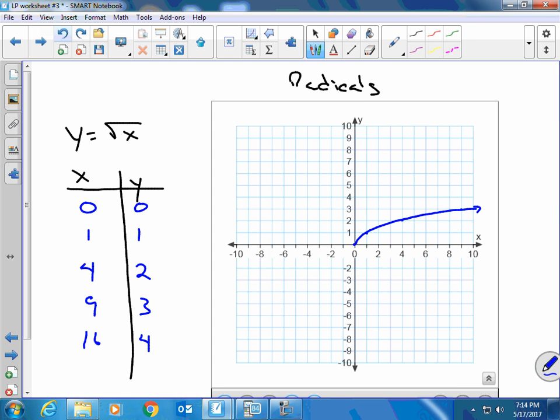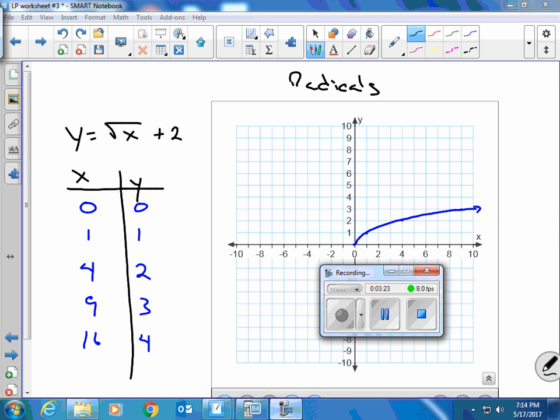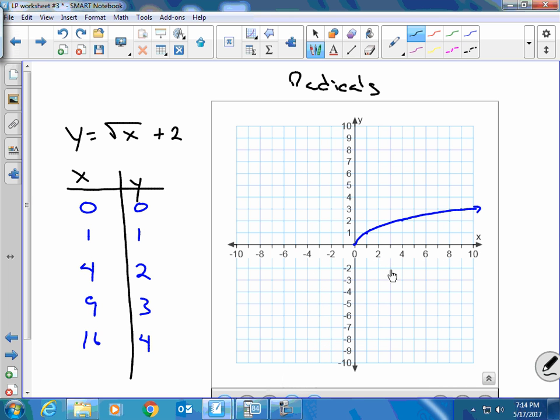All right. Let's look at what if I did this to my equation. What if I put a plus 2 out there? If I put a plus 2 out there, what it does is it adds 2 to every one of these y values, right? I take the square root of 0 first, and then I add 2. So the point of the new equation would be 2. When x is 1, the square root of 1 is 1, plus 2 is 3. The square root of 4 plus 2 is 4.